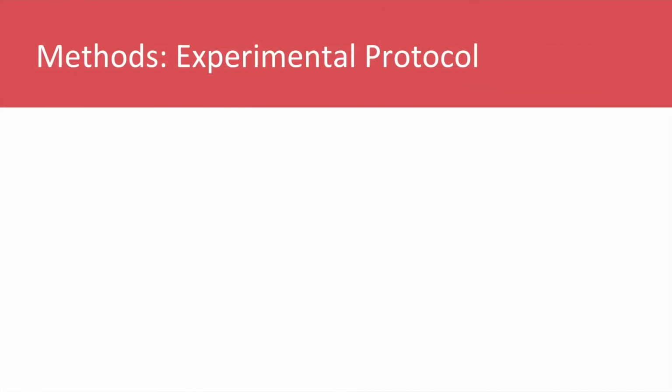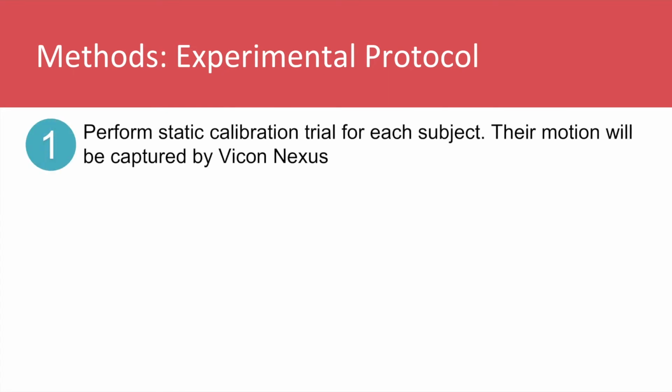Our experimental protocol has 4 steps. First, we perform a static calibration trial for each subject. They were asked to stand still while the cameras locate each marker. Then the Vicon system could check the presence of the required markers and label them.